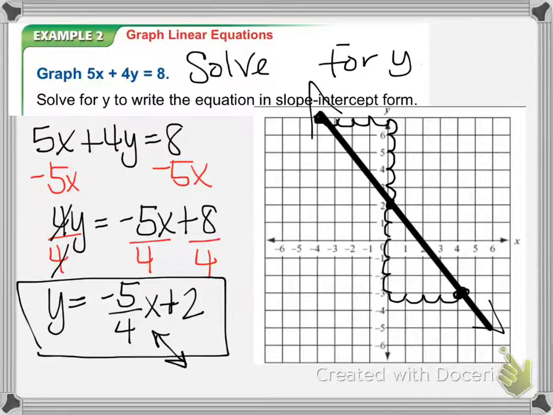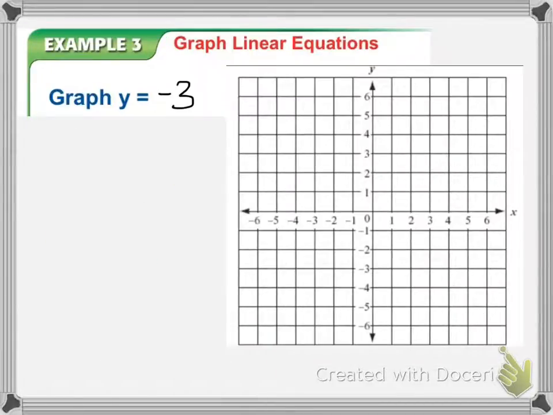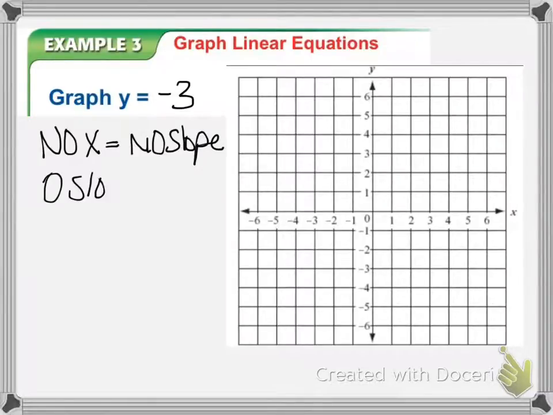Okay? Now, let's move on to this one. Do you remember what the graph of y equals just a number is? It's either vertical or it's horizontal. Okay, so notice in this one that there is no x. Okay, so no x means no slope. So what kind of line has a 0 slope? That is going to be horizontal.